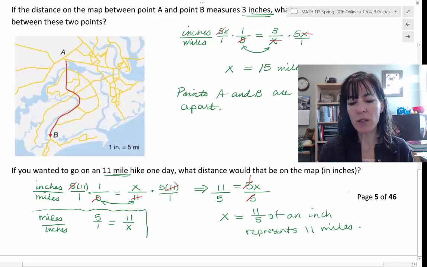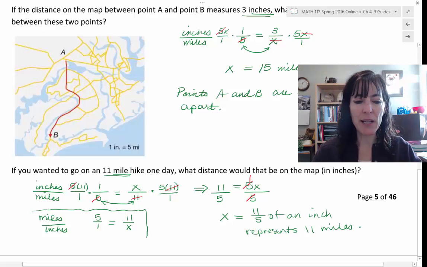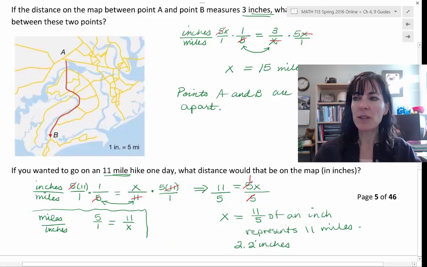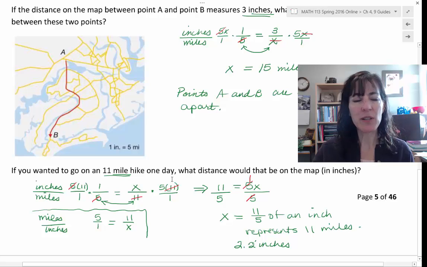The numerator is bigger than the denominator, so I could just do 11 divided by 5 on my calculator, and I end up with 2.2. And so I could say it as 2.2 inches instead of 11 over 5 inches. And probably 2.2 is a better answer for this problem because that gives you an idea that there's 2 inches plus just a little bit more. So there's an 11-mile hike.